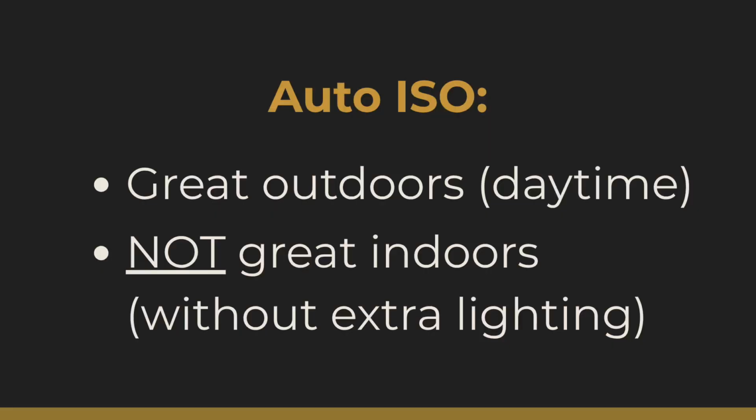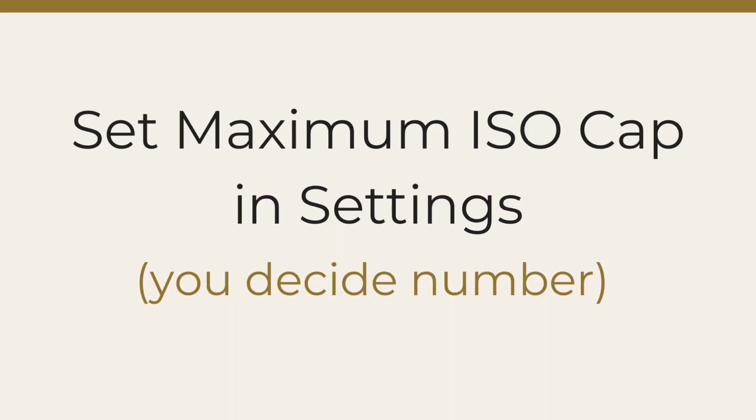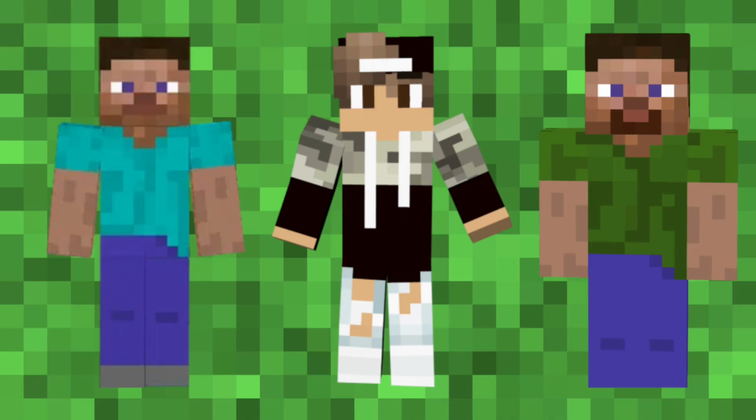But shooting indoors without flash or extra lighting is a whole different story. The camera sees darkness and it pushes that ISO as high as it needs to get what it thinks is a proper exposure. If you use auto ISO, set a maximum cap in your camera settings. Most cameras will let you do this. That way it doesn't go to some crazy high number you didn't ask for and give you a bunch of pixelated Minecraft characters.